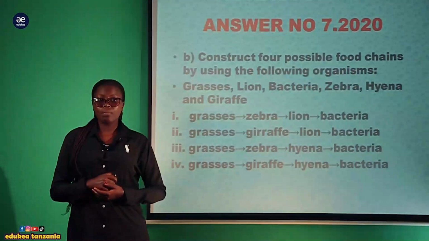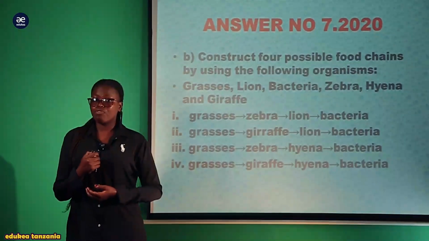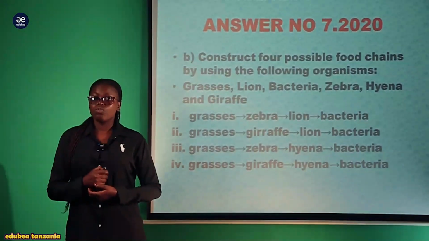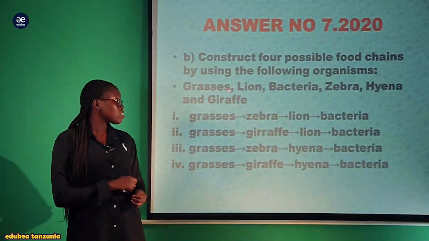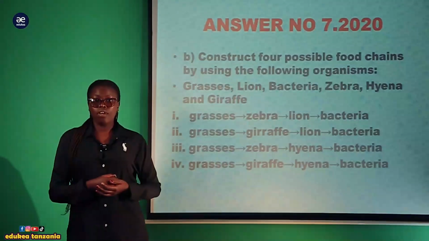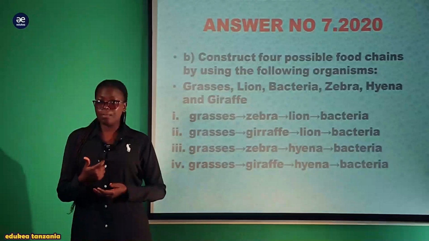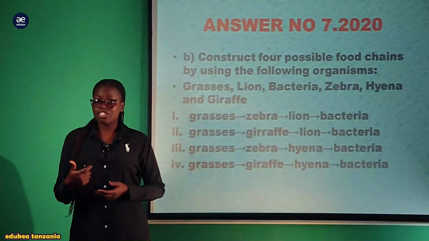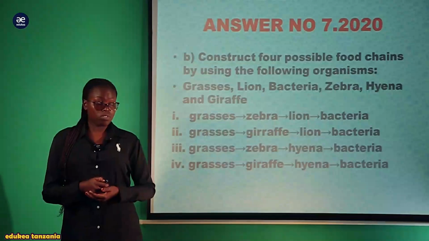Vilevile Roman B was being given the number of organisms na unaweza kuambiwa construct a food chain. You construct a food chain from the given organisms. Unaweza kupewa organism, kuna grass, kuna lion, kuna bacteria, kuna zebra, kuna hyena na kuna giraffe. Kabla hujachora lazima ujiulize. Grass ni producer, primary consumer, secondary, tertiary, quaternary or decomposer. Plants, grasses ni plants. So these are the producers.